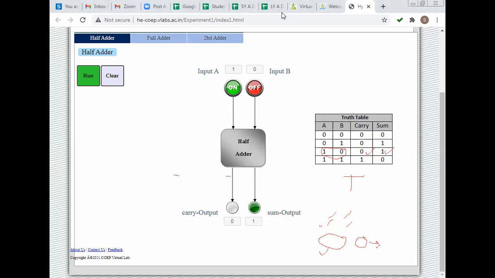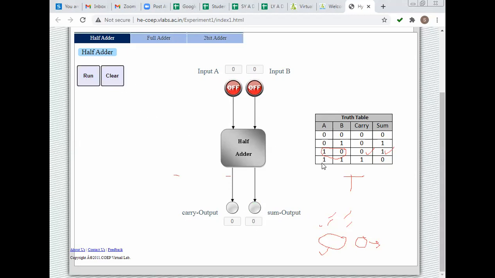You can take another example, that is 0 0. Clear first, input 0 0. What is the output? Simply run. Sum 0, carry 0. You can check the second condition 0 1. Here is the 0, here is the 1. Simply run this. 0 1 means carry 0, sum 1. Okay, you can check 1 0. What is the output for 1 0? 0 1 means carry 0, sum 1.